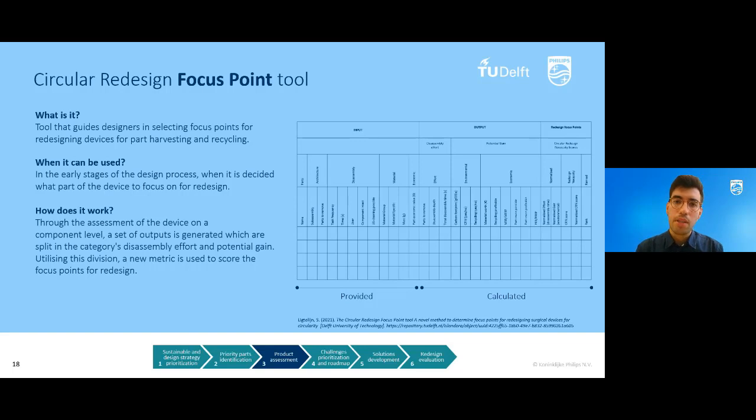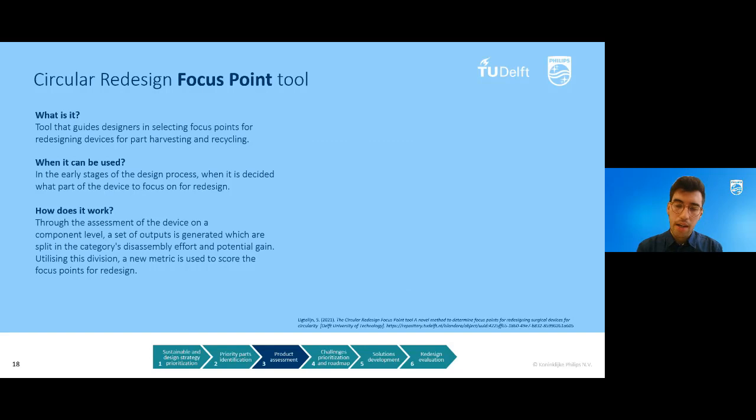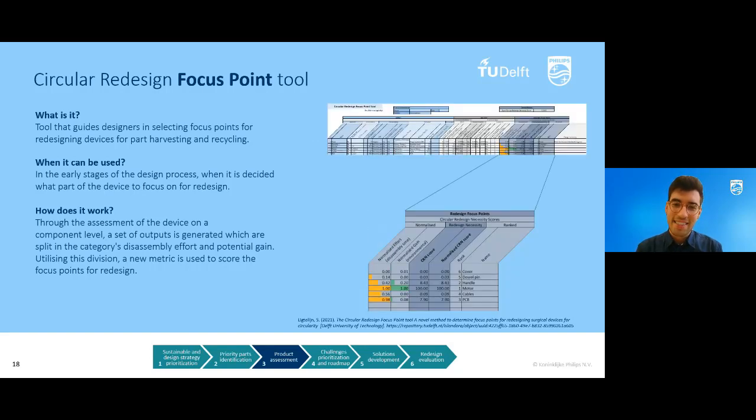This tool works by considering different types of parameters, for instance, disassembly related parameters like disassembly time, number of steps and type of tasks, but also environmental related parameters, for instance, the carbon footprint of the different parts. And as you can see from this screenshot of the real tool, we made this fake example to show you also how this looks in real life in the real tool. You can see that the tool automatically calculates what we call circular redesign necessity, and it really points you towards a specific part or feature that must be improved.